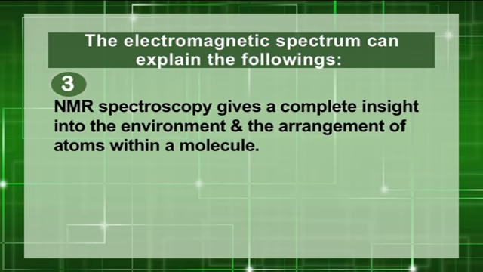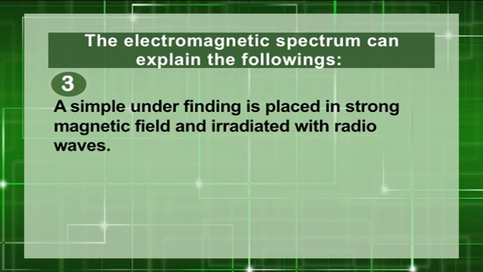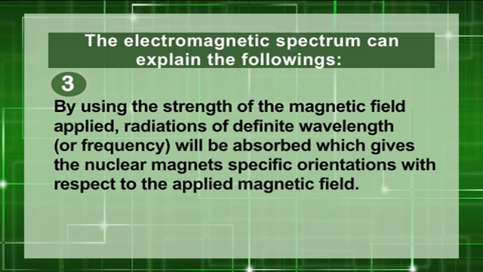NMR spectroscopy gives a complete insight into the environment and the arrangement of atoms within a molecule. For this method, radiation of the longest wavelength range, radio waves, is useful. A sample is placed in a strong magnetic field and irradiated with radio waves. Depending on the strength of the magnetic field applied, radiation of a definite wavelength will be absorbed, which gives the nuclear magnet a specific orientation with respect to the applied magnetic field.